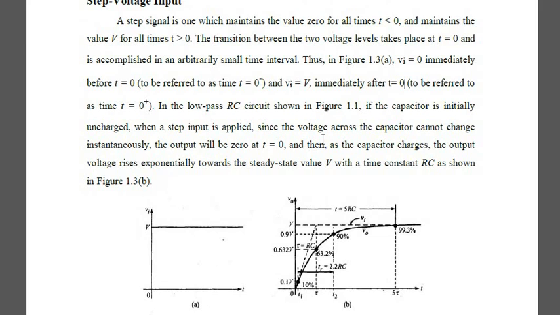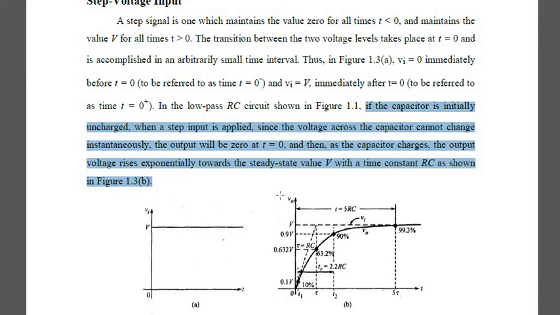See here, this is your step signal. I will show the equation also. Vi is equal to 0 immediately before t equal to 0, that is to be referred, and Vi is equal to V, the input voltage, immediately after t equal to 0. This is to be also referred to for the positive value. In the low pass RC circuit, which we have already seen, the capacitor is initially uncharged. This is the condition.